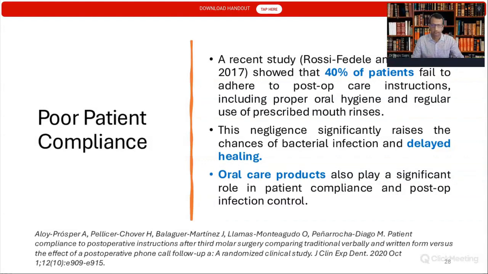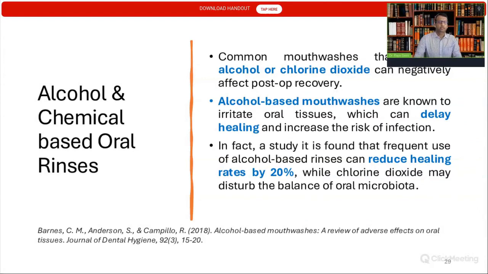Oral care products, as I mentioned, play a huge role in what the outcome of your surgical procedure will be. There are studies that mention that if alcohol and chemical-based mouth rinses are used, it reduces the healing rate by 20%. Imagine, out of 100 patients, 20 will get compromised because of post-op infection, and that's not your fault, that's the fault of the oral product. But in this era of social media, the patient is not going to blame himself or herself. They will say, I went to XYZ dental office and I got post-operative complications. So it is very important to understand the right oral care product to refer for patients.